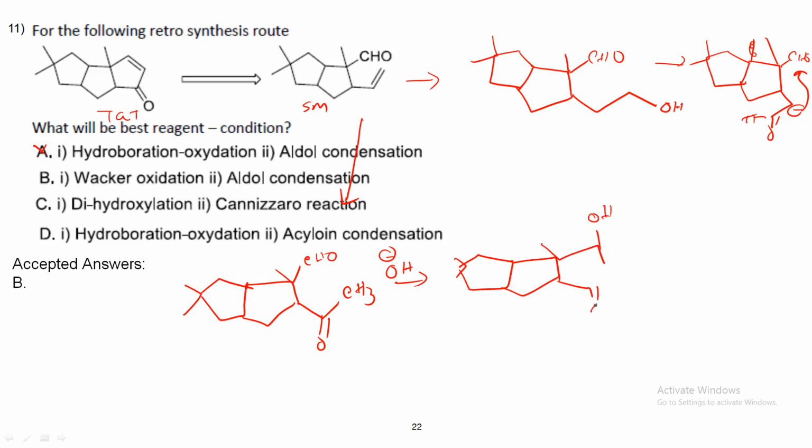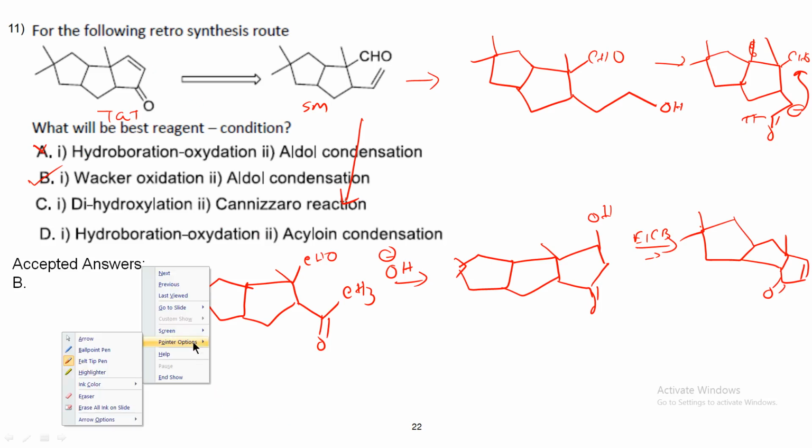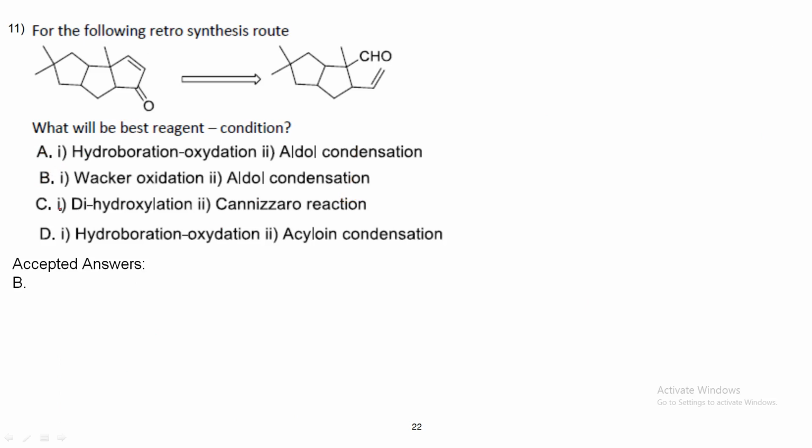So this thing would be formed, and base is there. So here E1CB elimination would happen, and actually the aldol condensation reaction would occur, which would lead to your alpha beta unsaturated carbonyl compound, which is our target. So that's how you can do that, and the product would be this. You can easily do that, but let's see the other options also.